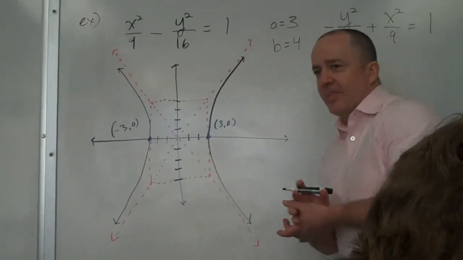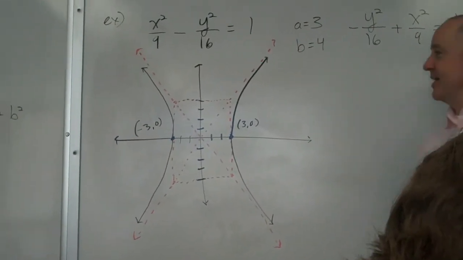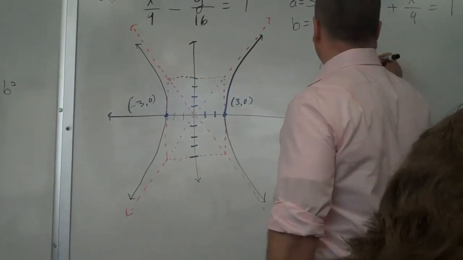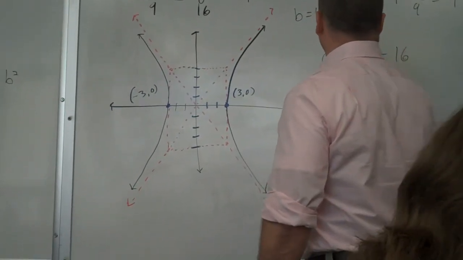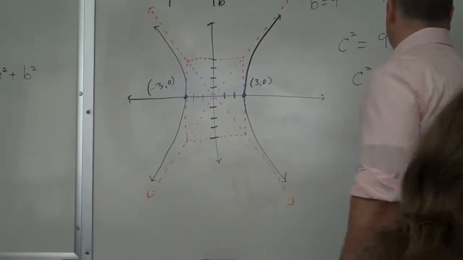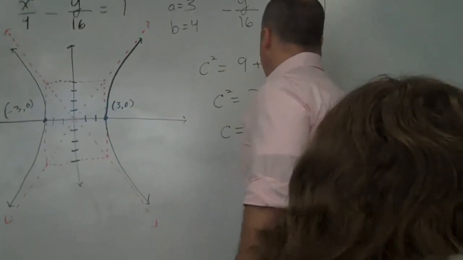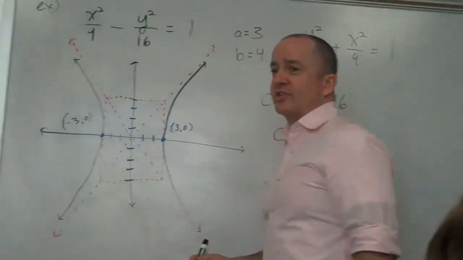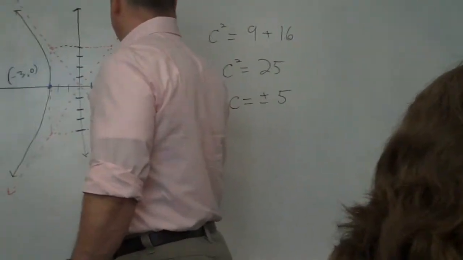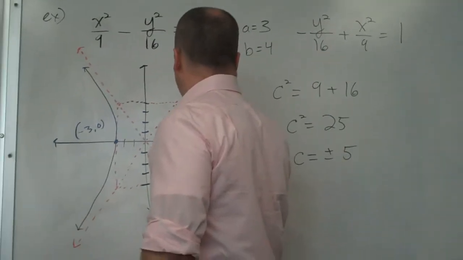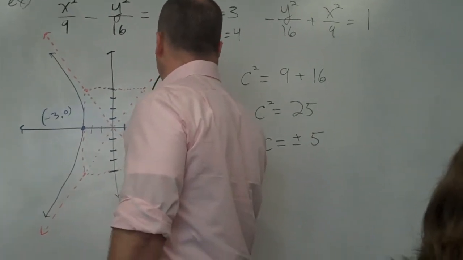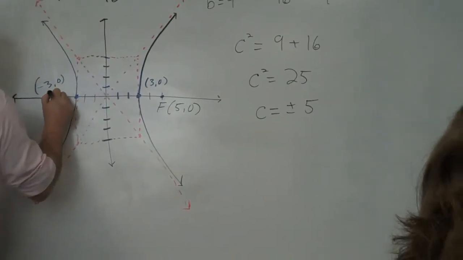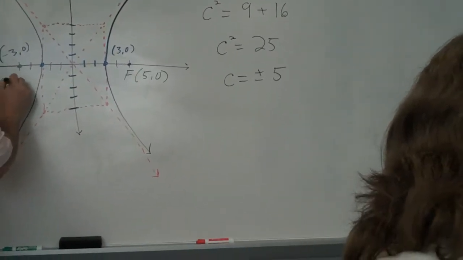What haven't I done yet? Okay. Foci. So in this case, c squared equals a squared, which is 9, plus b squared, which is 16. C squared equals 25. So c equals plus or minus 5. I like using 3, 4, 5 for early examples. So 1, 2, 3, 4, 5. So here's a focus at the point 5, comma 0. Here's another focus at the point negative 5, comma 0.